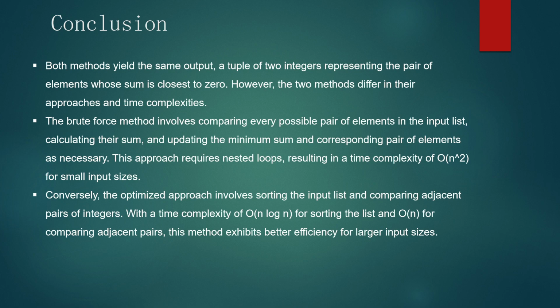Conversely, the optimized approach involves sorting the input list and comparing adjacent pairs of integers, with a time complexity of O(n log n) for sorting the list and O(n) for comparing adjacent pairs. This method exhibits better efficiency for larger input sizes.